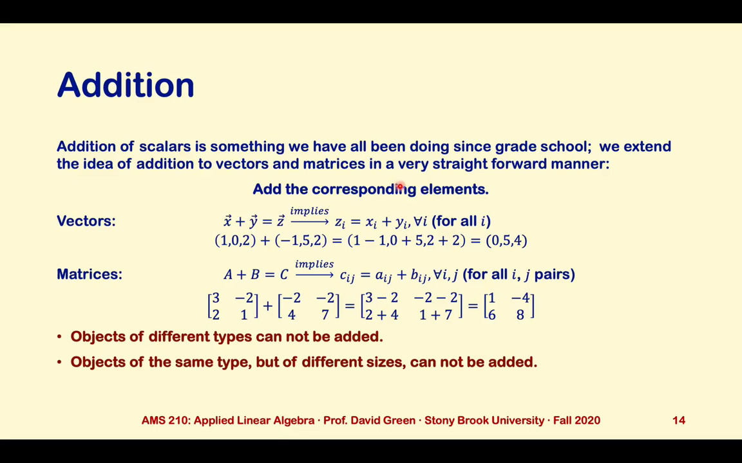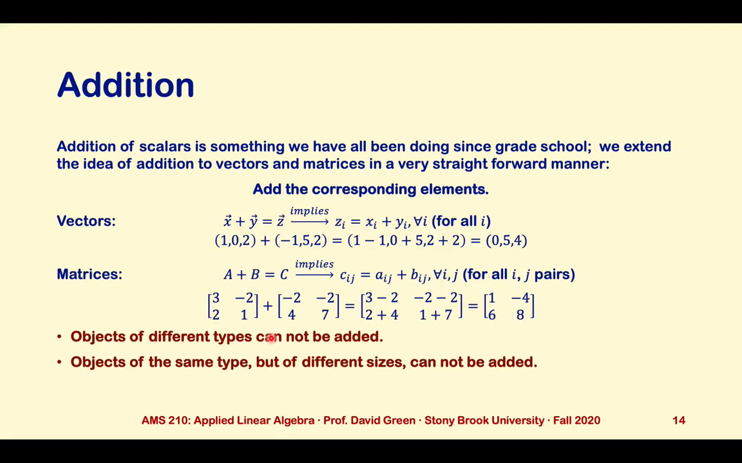This definition, the fact that what we need to do is add the corresponding elements, leads to two important rules. Objects of different types can't be added. We can't add a scalar to a matrix. They're not the same size. They don't have corresponding elements. We can't add a vector to a matrix. They're not the same size.